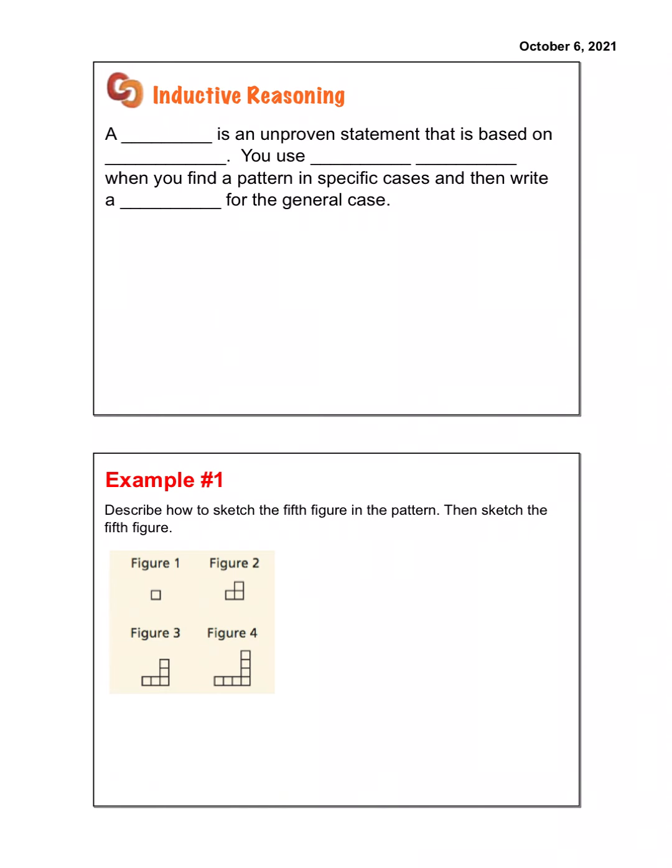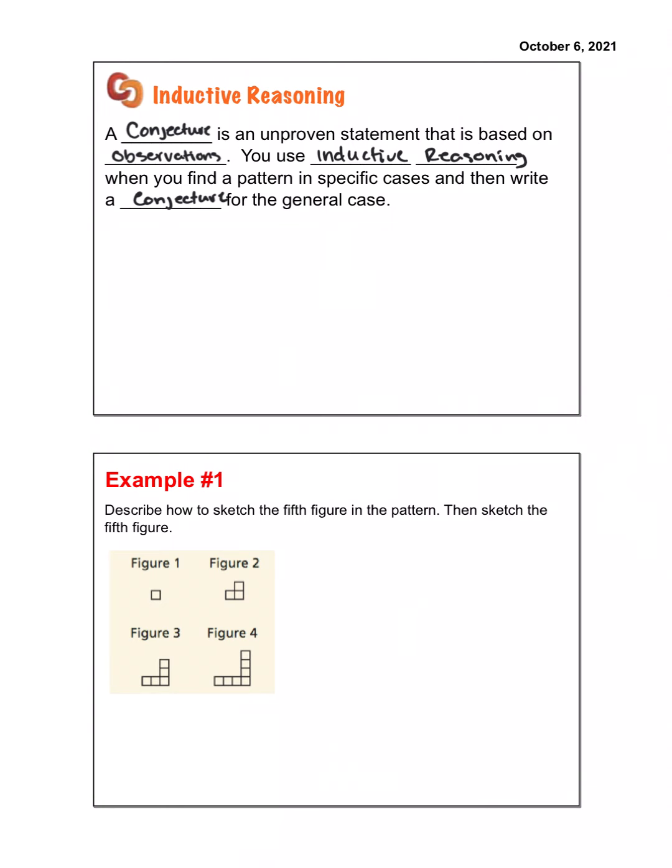All right, so inductive reasoning. Here's our definition for inductive reasoning. So we have a conjecture is an unproven statement that is based on observations. You use inductive reasoning when you find a pattern in specific cases and then write a conjecture for the general case. Like the patterns we were looking at, we were making conjectures and making an observation, so we were using our inductive reasoning. When we get to deductive reasoning, the second part of the notes, that's going to be more based on facts. So inductive is more based on observation and patterns and stuff like that.